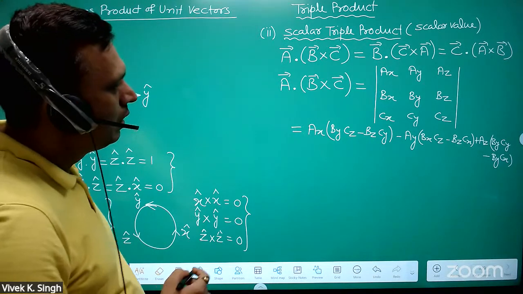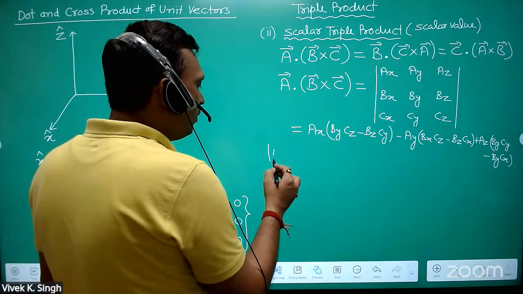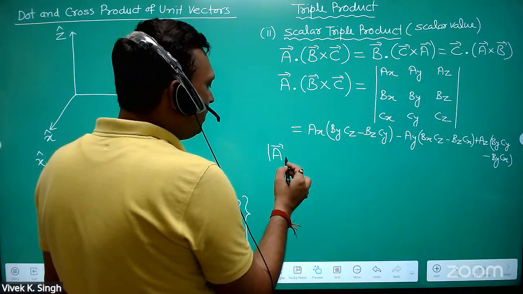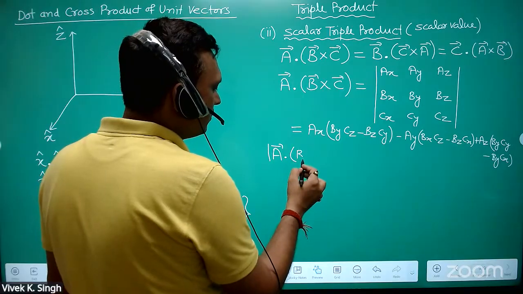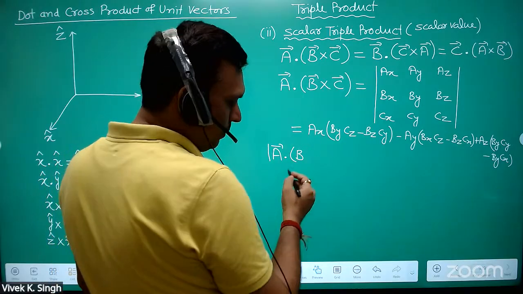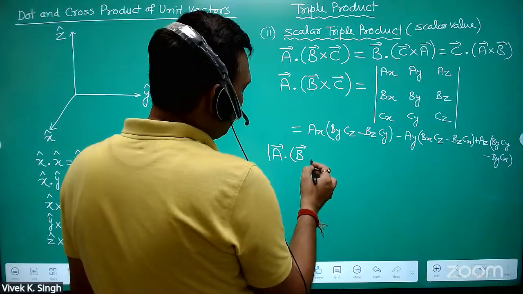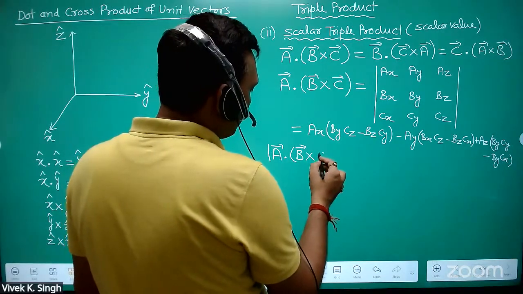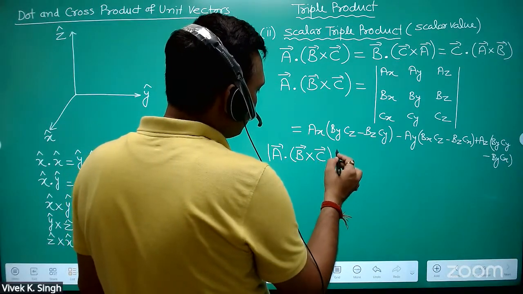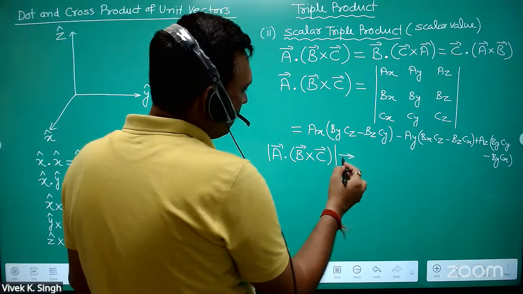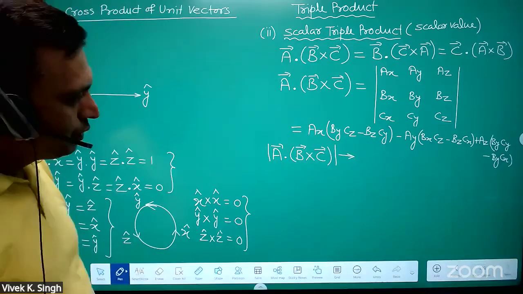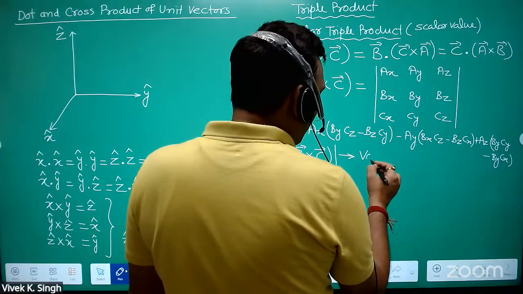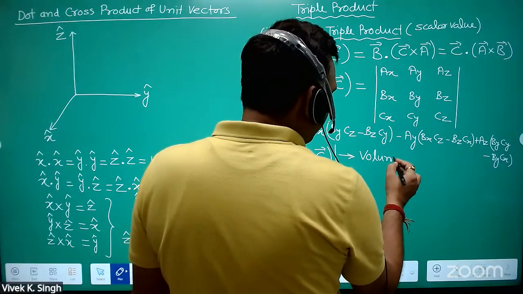Now, what will be the magnitude of A dot B cross C? So this will give you the volume of a parallelopiped.